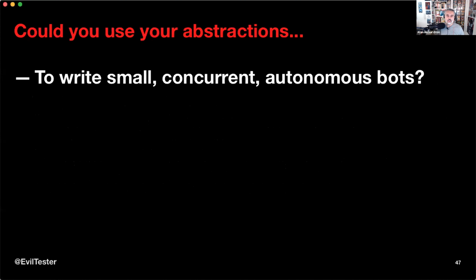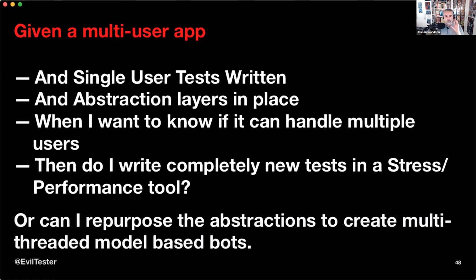And as an example of that, I used some abstraction layers that I created to create some small concurrent autonomous bots to help me use multi-user testing. So I had a multi-user app. I had a lot of single-user tests. They all used abstraction layers. I wanted to know if the application could handle multiple users, but I didn't want to write a completely new set of tests in a stress or performance tool. Now, I might have thought, can I use my tests and repurpose them as performance tests? Because sometimes people do that. But because I had abstraction layers, I was able to not use the test abstraction, but use the functional abstractions that the tests are using to create multi-threaded bots.